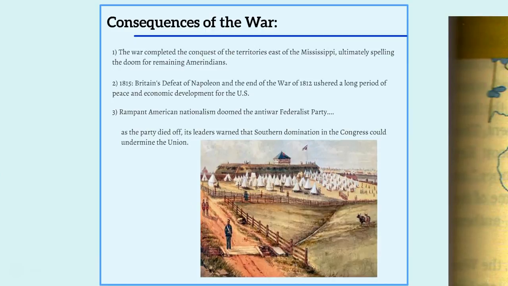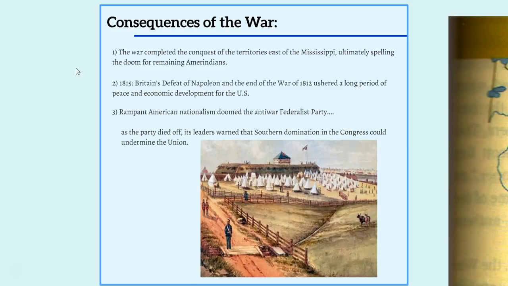This war, though, does have some important consequences moving forward. Some of them directly connected to the war, some of them not so much. Number one, you can make a note of this, the War of 1812 is really the beginning of the end for the remaining Amerindians who reside in the southeastern United States. Basically, if you look at the states of Georgia, Mississippi, Alabama, and into Louisiana, you still have large numbers of Amerindians who live in this region.